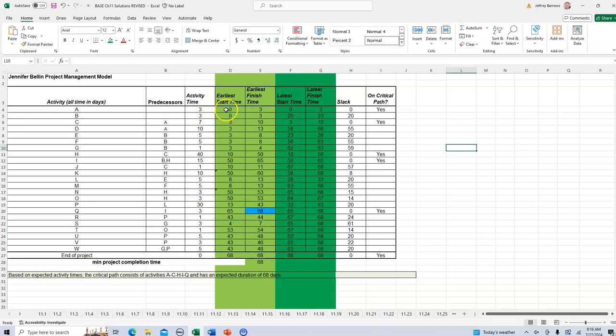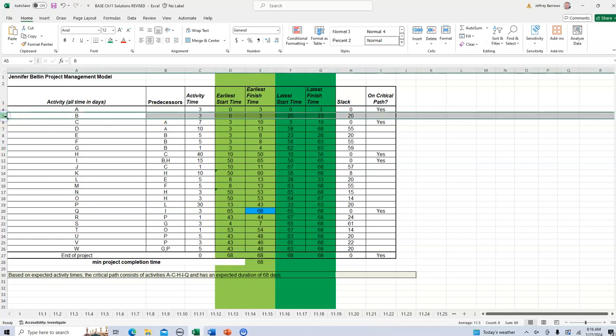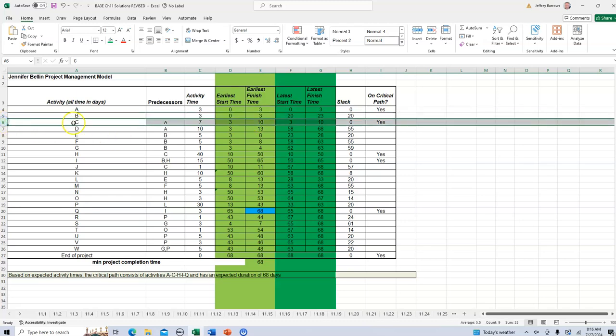Let me just talk about the basic analytical approach here. We start at activity A. It has no predecessors, so it starts at time 0. The activity duration is 3 days, so it finishes on day 3. Activity B, same idea. It has no predecessors. It has an activity time of 3 days, so it can start at time 0 and it will finish on day 3.